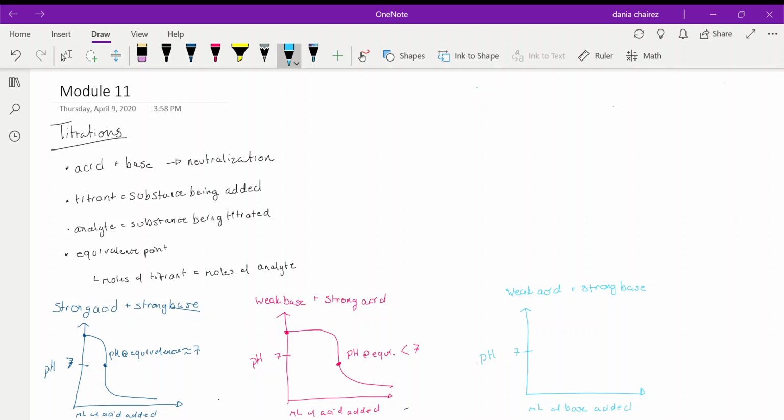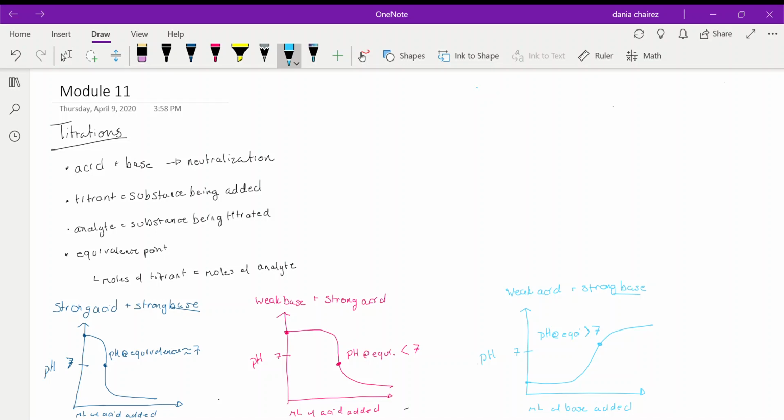And then since it's a weak acid, we're going to start off somewhere less than 7. And like the weak base, it takes a while to kind of curve off. And then at equivalence, our pH at equivalence is going to be greater than 7. And that's, like I said, because we're adding a strong base. If you're basic, you have a high pH, right?